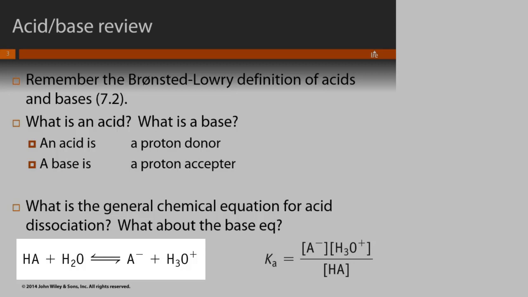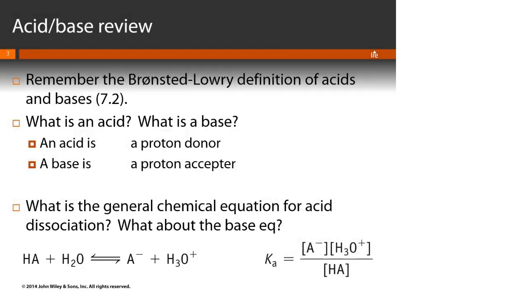So since this is an acid-base reaction, if HA is our acid in this equation, H2O, water, has to be acting as our base. So in this reaction, when we place our acid, HA, in water, that proton is going to dissociate, so it's going to be released from the acid. And that proton is going to bind, it's going to be accepted by a water molecule to form the hydronium ion.